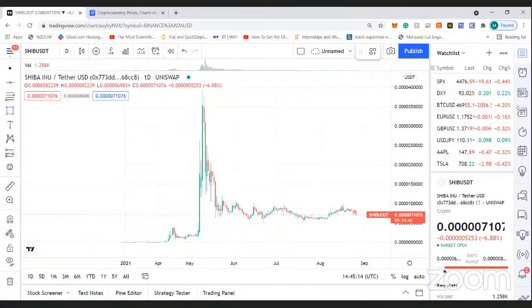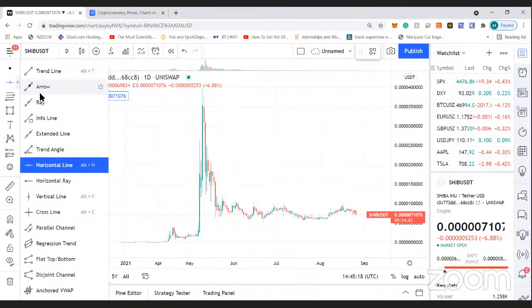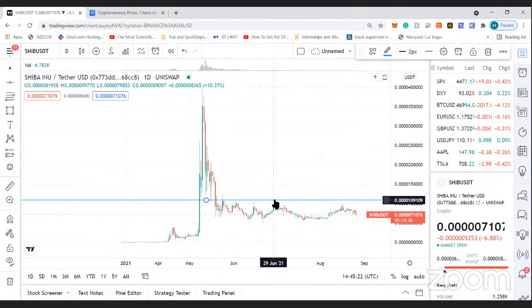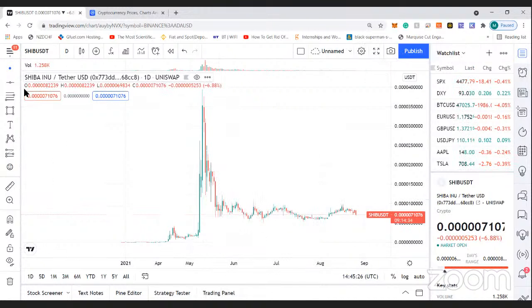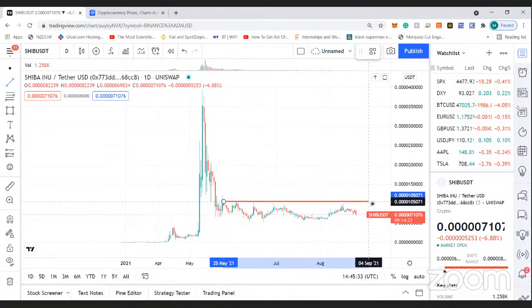Now, Shiba Inu, one of the major things about SHIB is that it is within a range. The reason why Shiba doesn't look like other cryptos so much is because the price action determinants are completely different, okay?